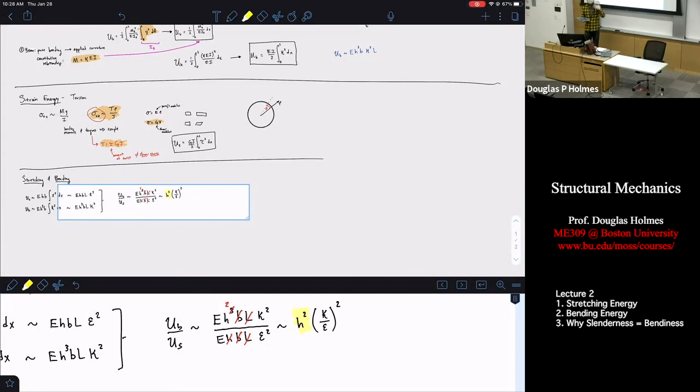Objects like to minimize their total potential energy. So they want to find the deformation that takes the least amount of energy. And what this tells us is that thin objects are really easy to bend and really hard to stretch, because this quantity thickness here enters as an h squared. Let me write this down.